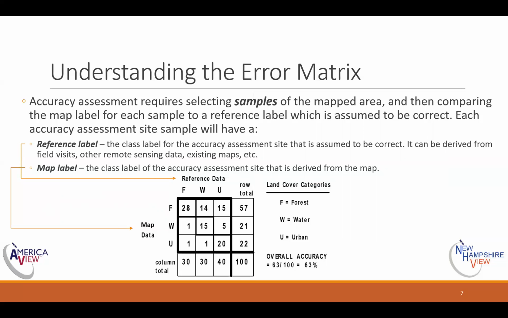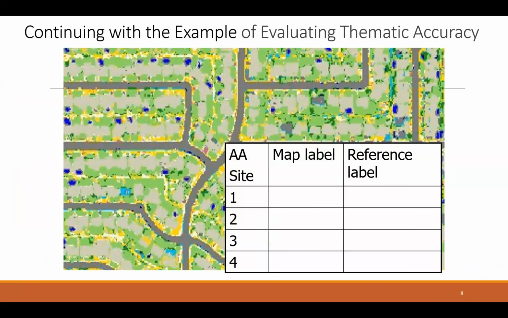reference data, okay? And then if you take that major diagonal, the ones where you have agreement, you can see F and F is 28, W and W is 15, U and U is 20. 28 plus 15 plus 20 is 63. There were 100 total samples taken here. 63 divided by 100 is equal to 63%. Okay, so a little review, making sure we're on top of the error matrix.